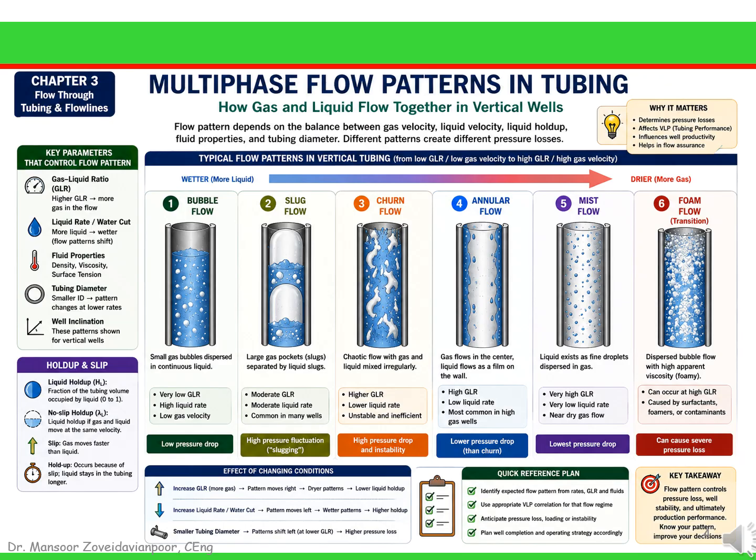This illustrates one of the most important concepts in production engineering. Pressure loss is not controlled by tubing length alone. It depends on the flow pattern inside the tubing. The same well, producing at different rates or gas-liquid ratios, can experience completely different flow regimes and therefore completely different pressure losses. Understanding these transitions allows engineers to optimize tubing size, gas lift injection, choke settings, and production rates to minimize pressure losses, maintain stable flow, and maximize long-term production. In other words, mastering multiphase flow is one of the keys to successful nodal analysis and production optimization.